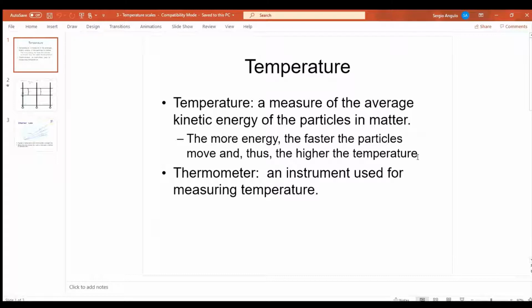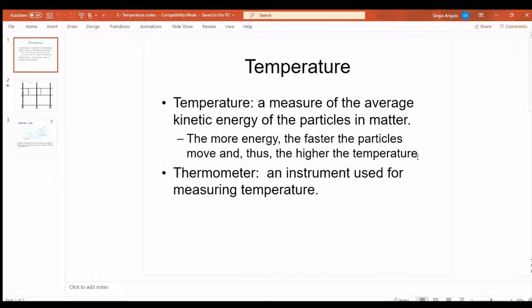As you warm it up, the particles start moving faster and faster and faster. As you put energy into it, that's how an object will warm up. So when we're measuring temperature, we're measuring basically how fast the particles are moving. And there is a distribution of speeds. Some particles are moving faster than others.